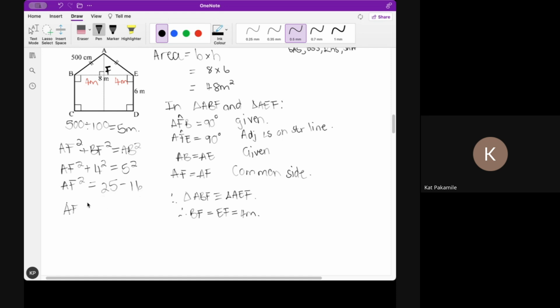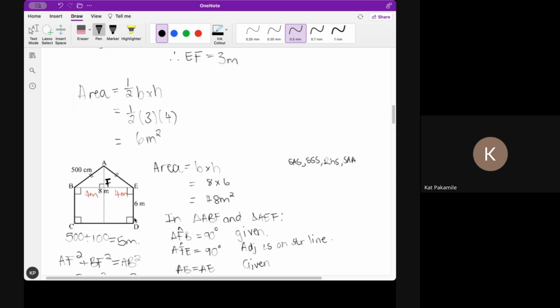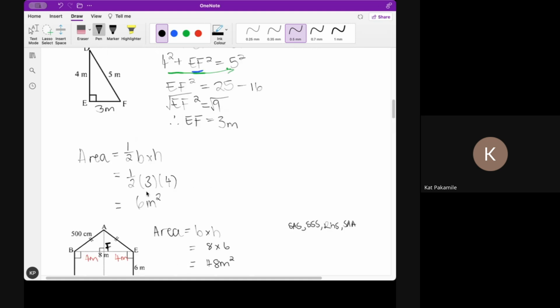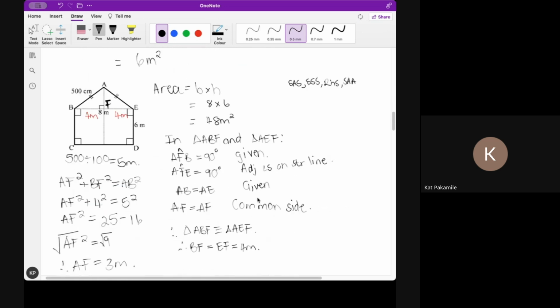Was the other side also called AF? I feel like it was. Therefore, side AF is equal to 3 meters. I'm pretty sure it was. Oh, it was EF. Okay, close enough.